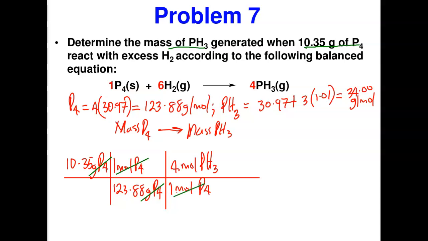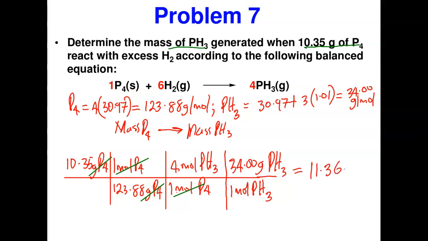And lastly, we want to convert from moles of PH3 that we have to the mass of PH3 using the molar mass. What is the molar mass? 34.00. So we're going to say 1 mole of PH3, of course, is going to give us 34.00 grams of PH3. And when you multiply everything together, it is going to give you 11.36 grams of PH3. And that becomes our answer. And again, you can always cancel this. We cancel this. I like using a different color to always cancel. So this is how we solve this problem. We go to the next one.